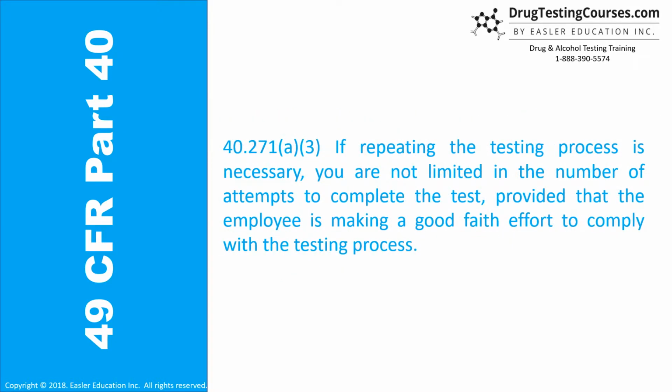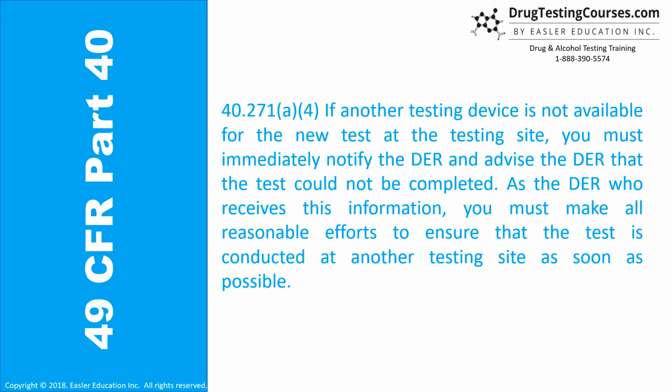40.271(a)(3). If repeating the testing process is necessary, you are not limited in the number of attempts to complete the test, provided that the employee is making a good faith effort to comply with the testing process. 40.271(a)(4). If another testing device is not available for the new test at the testing site, you must immediately notify the DER and advise the DER that the test could not be completed. As the DER who receives this information, you must make all possible efforts to ensure that the test is conducted at another testing site as soon as possible.